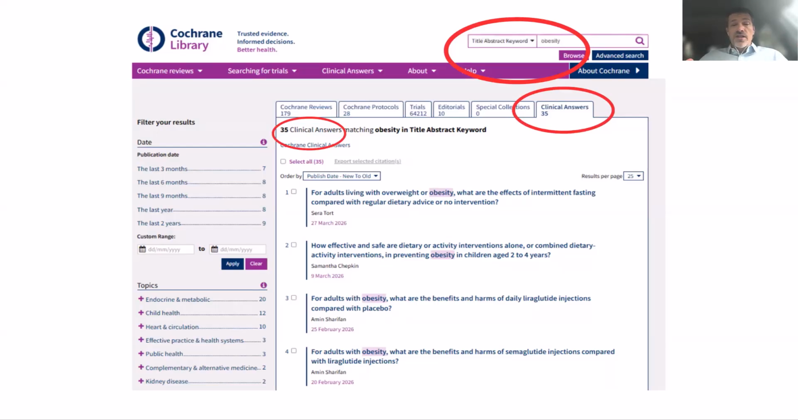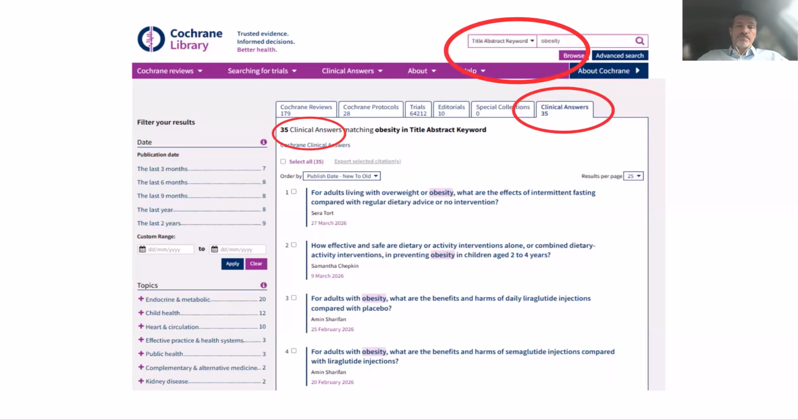One of the limits, I'm just going to be straight up with you and honest, with the Cochrane Library is that sometimes you type in something, and those keywords are usually only in the title. That's the title of the review, the title of the clinical answer, special collection, etc. But you may have lots of information about obesity, for instance, that could be found within multiple other Cochrane reviews and multiple other clinical answers. So not all inclusive, but this is a good way to get started.